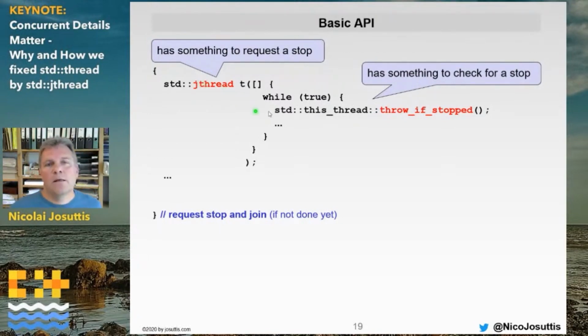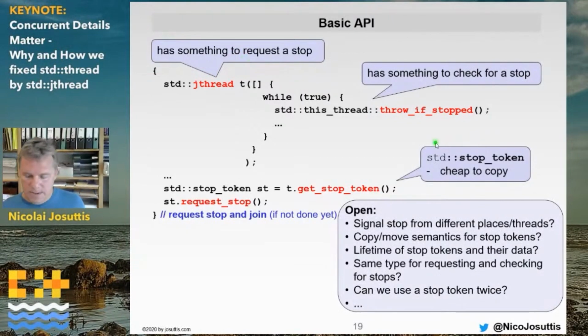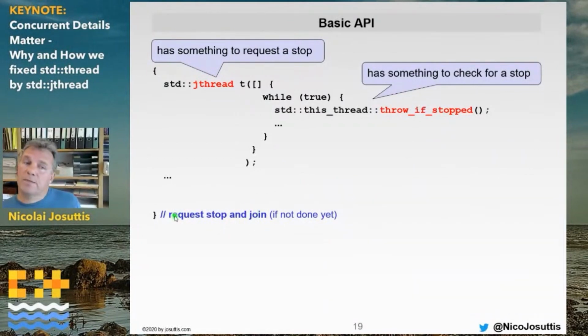For example, like here, while we are in a loop doing something, we might have a checkpoint saying, let's throw an exception if we are stopped. And the way we want to request a stop is something like here, that we, for example, request a stop here, or if we don't do that, just do it in the destructor.